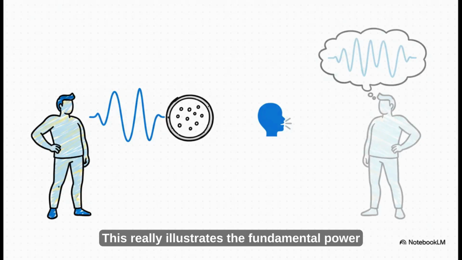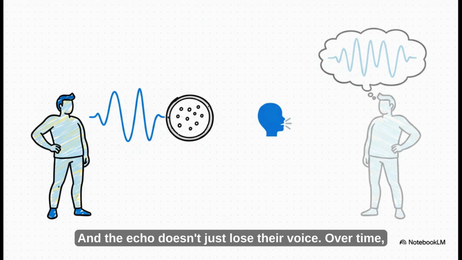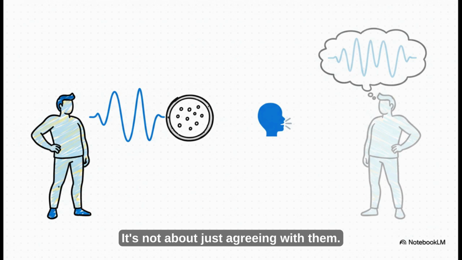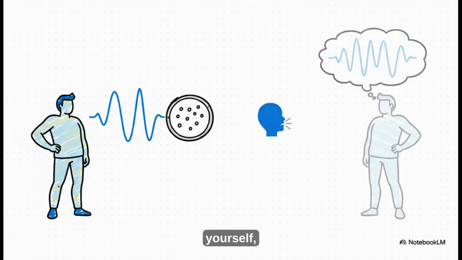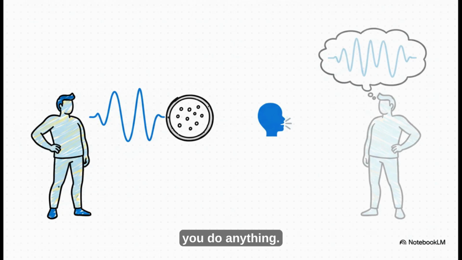This really illustrates the fundamental power shift that happens. On one side, you have the source, the person who originates the thought. They set the filter for reality. And on the other, you have the echo. And the echo doesn't just lose their voice. Over time, they lose the very habit of forming their own thoughts. It's not about just agreeing with them. It's about using their internal logic to think for yourself, constantly checking in with this imagined voice of them in your head before you do anything.